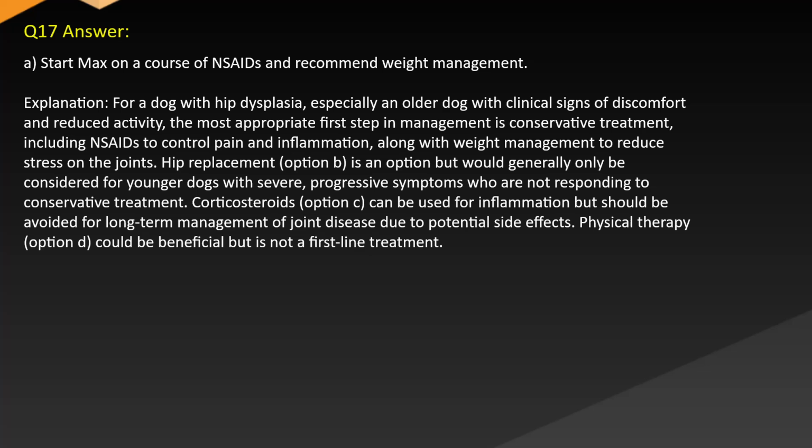Hip replacement, option B, is an option but would generally only be considered for younger dogs with severe progressive symptoms who are not responding to conservative treatment. Corticosteroids, option C, can be used for inflammation but should be avoided for long-term management of joint disease due to potential side effects. Physical therapy, option D, could be beneficial but is not a first-line treatment.